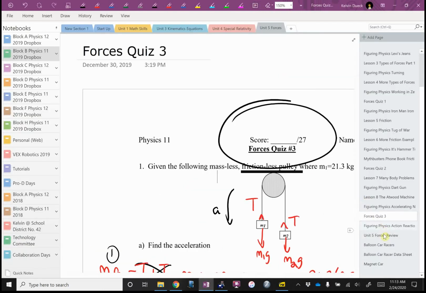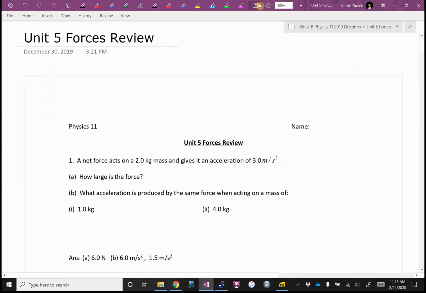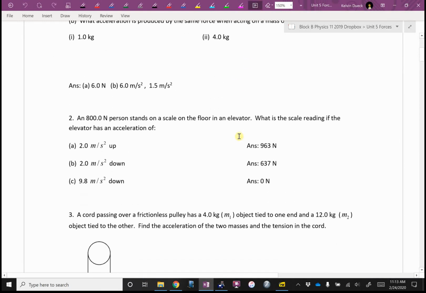Take a look at the study guide that I just gave you, the forces review. So I like number 1, I like number 1, I like number 1. Number 1 is a nice question. Number 2, there's absolutely going to be an elevator question on your test, probably more than 1. In fact, probably I'll do one where they're accelerating up. I'll probably do one where they're accelerating down. I'll probably do one where they're in free fall or at a constant velocity or something like that, okay?